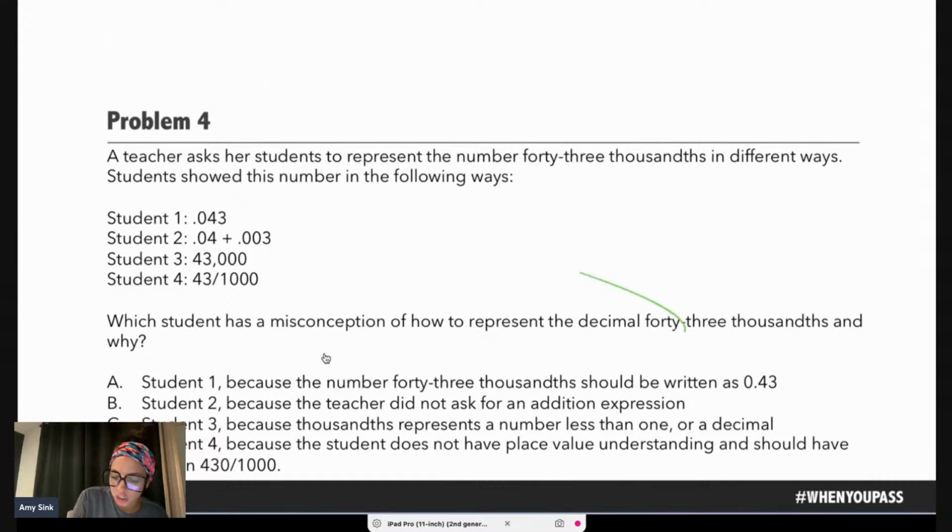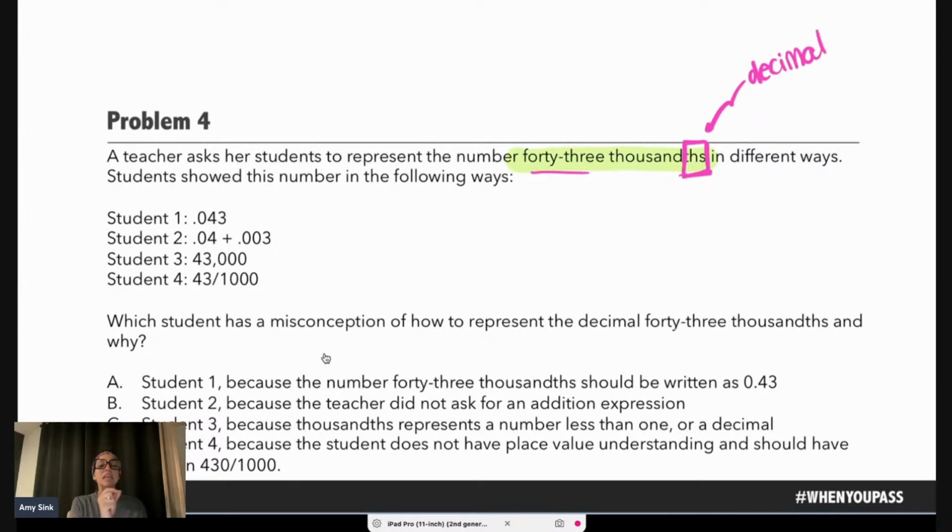The students are to represent 43 thousandths. What do you notice about that specific number? There's a 43, but there's this th at the end of it. And what does that mean? That means we are working with a decimal.